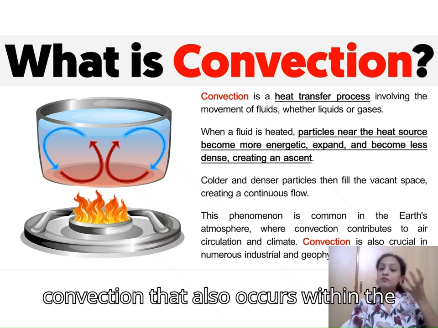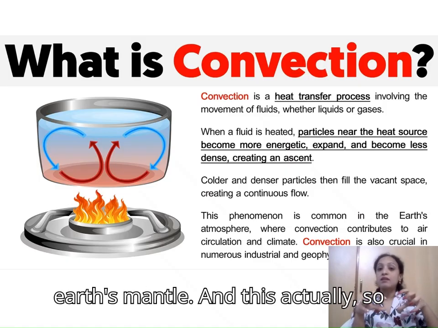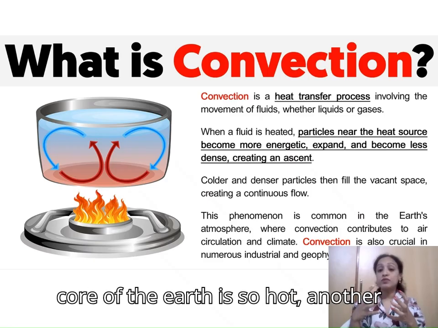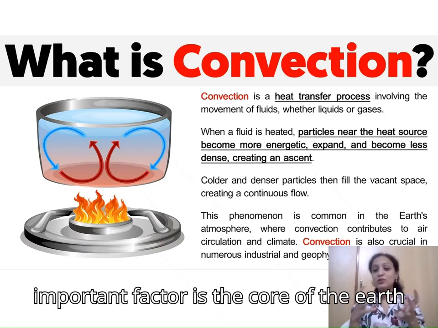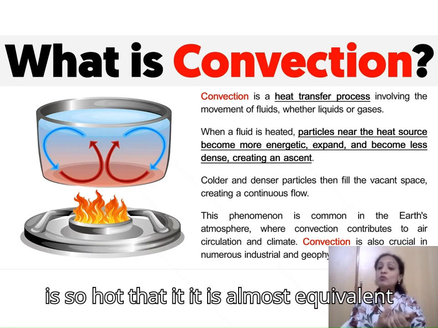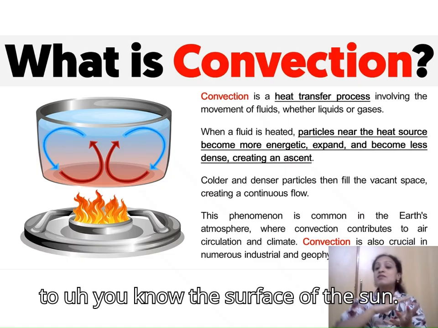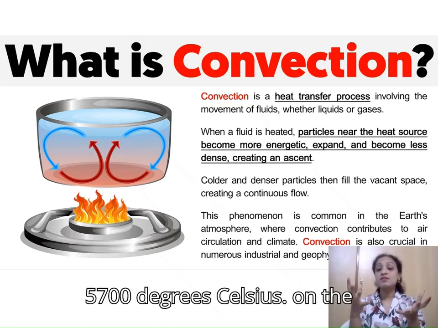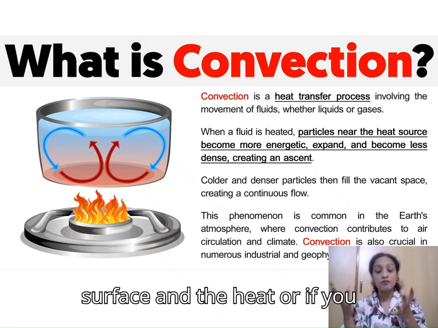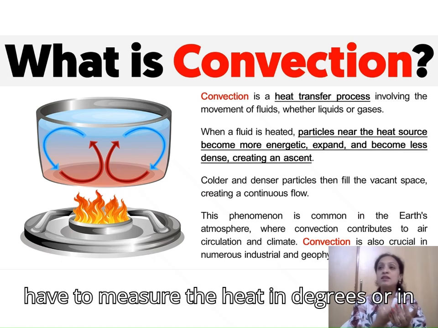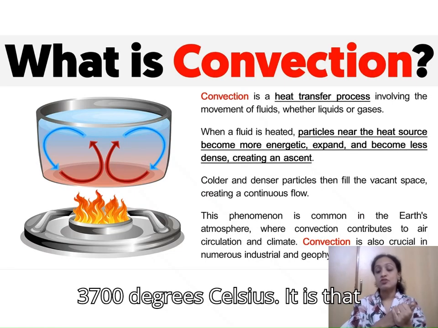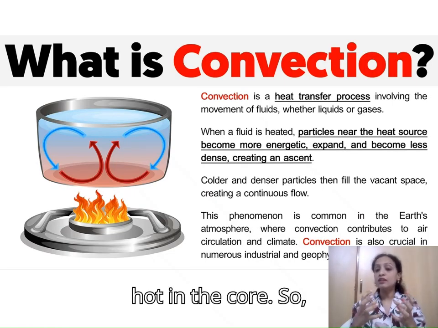Okay, convection also occurs within the Earth's mantle. The core of the Earth is so hot that it is almost equivalent to the surface of the sun. The heat is almost 5,700 degrees Celsius on the surface, and in the core, if you have to measure the heat in Celsius, it's almost equivalent to 3,700 degrees Celsius. It is that hot in the core.